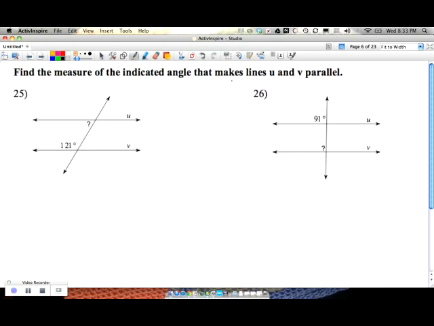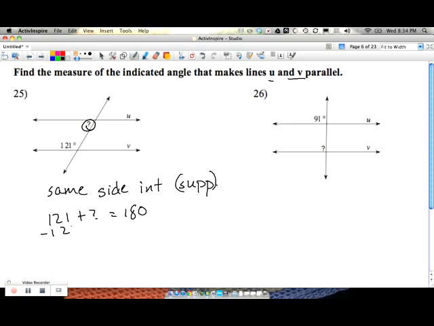Let's keep on moving. Find the measure of the indicated angle that makes U and V parallel. So they're not parallel per se, but if this question mark were a certain value, then they would be. So what connects all those things together? Well, if I look at these two angles, that would be same side interior angles. And those are going to be supplementary. That means that the two angles are going to add up to 180. So that means 121 plus this question mark is going to equal 180. Let's see what the question mark would be then. If I subtract 121 from both sides, I would get the question mark to be equal to 69 degrees.